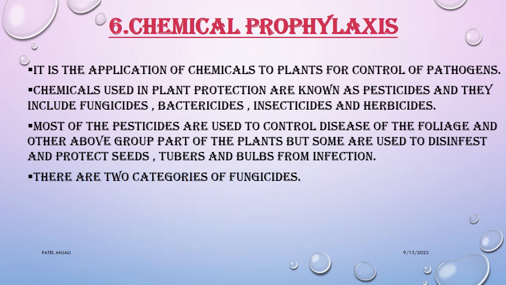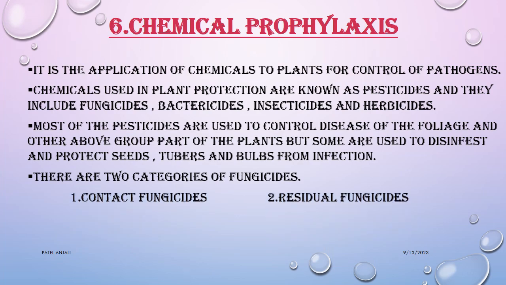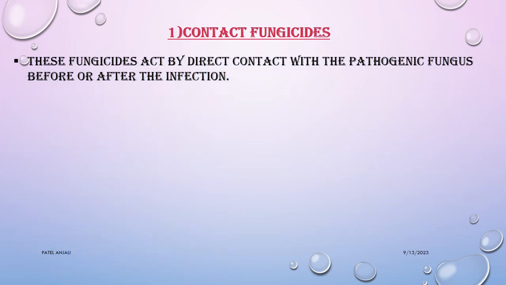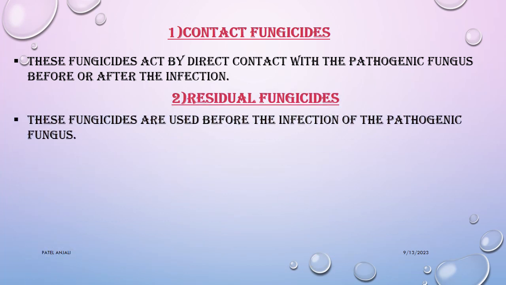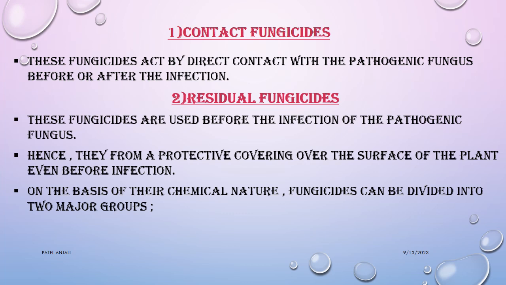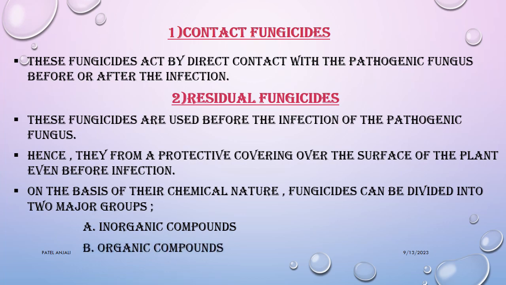There are two categories of fungicides: contact fungicides, residual fungicides. Contact fungicides act by direct contact with the pathogenic fungus before or after the infection. Residual fungicides are used before the infection of the pathogenic fungus. Hence, they form a protective covering over the surface of the plant even before infection. On the basis of their chemical nature, fungicides can be divided into two major groups: inorganic compounds and organic compounds.